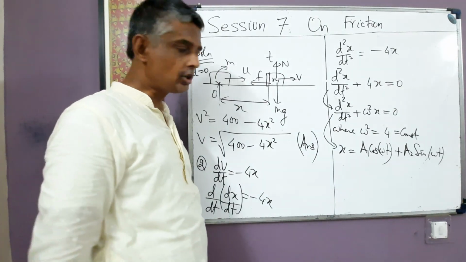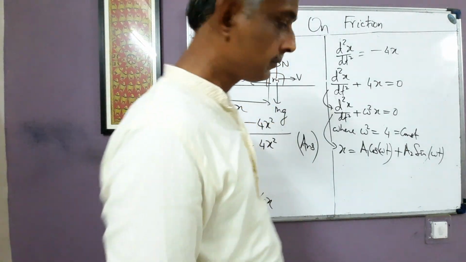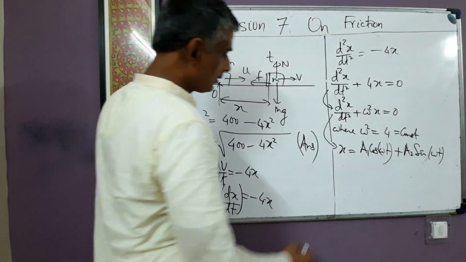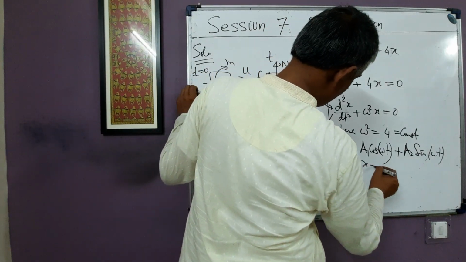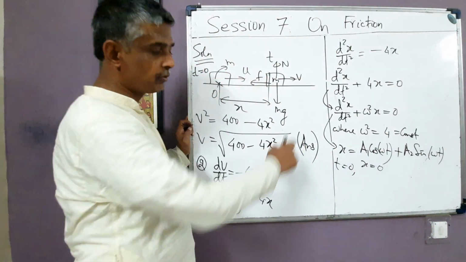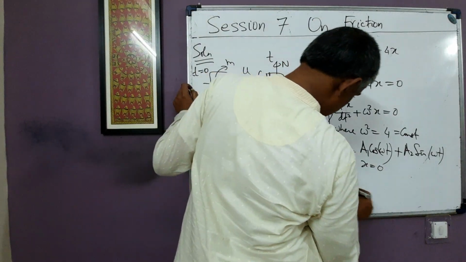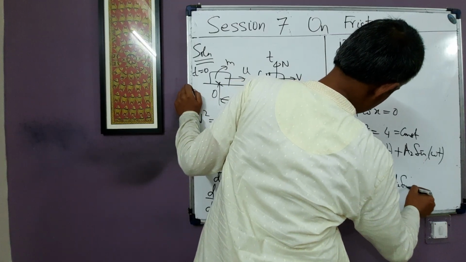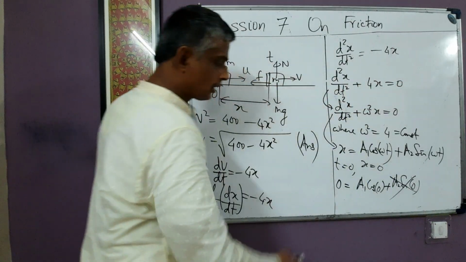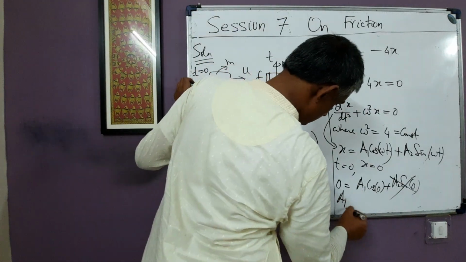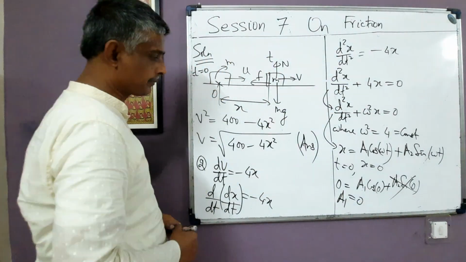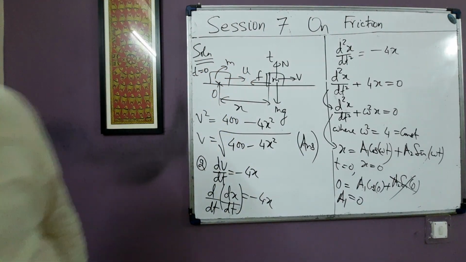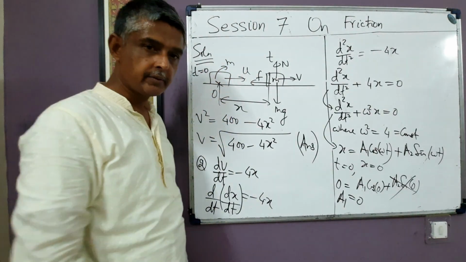To determine x as a function of time, we have to find a1 and a2. So two constants are there, a1 and a2. We need two conditions. At time 0, the x coordinate of the block is 0. At t equal to 0, we put x equal to 0. 0 is equal to a1 cos 0 plus a2 sin 0. Sin 0 becomes 0. Cos 0 becomes 1. So a1 becomes 0.